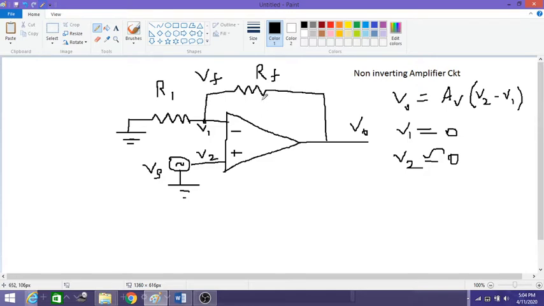The non-inverting amplifier circuit looks similar to the inverting amplifier circuit. The only difference is that rather than the input voltage Vs connecting at a resistor Rs or R1, it is connected to the non-inverting terminal, that is across V2.